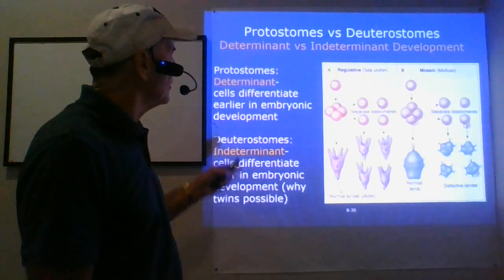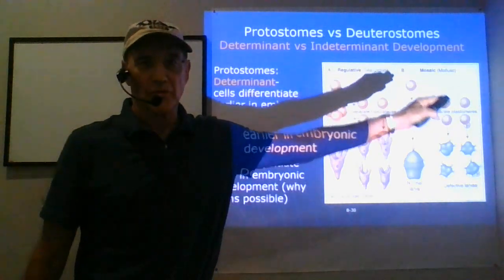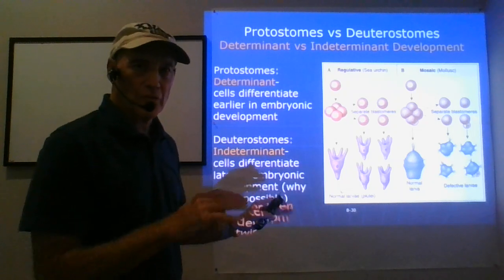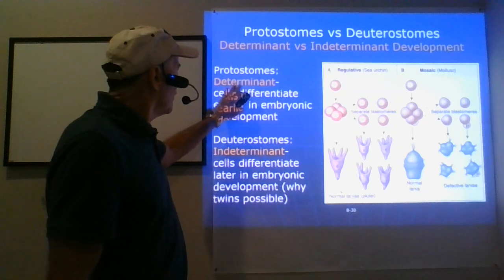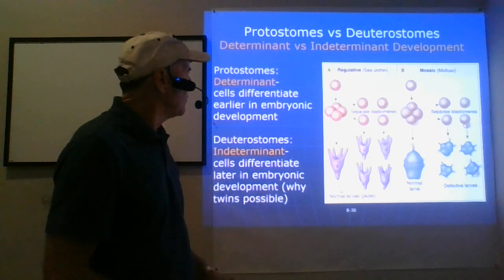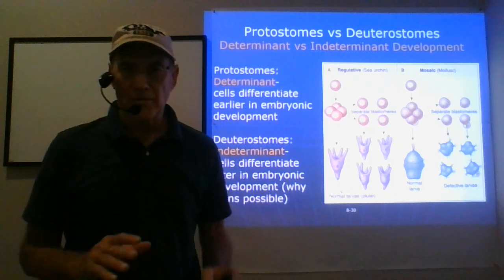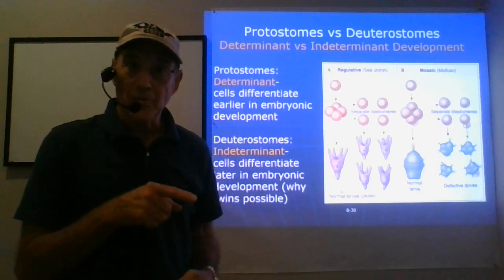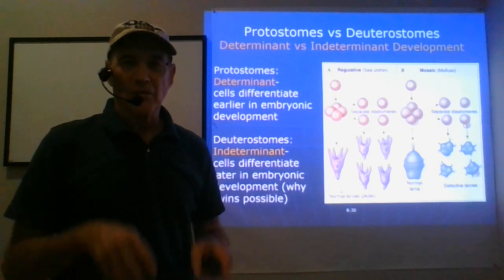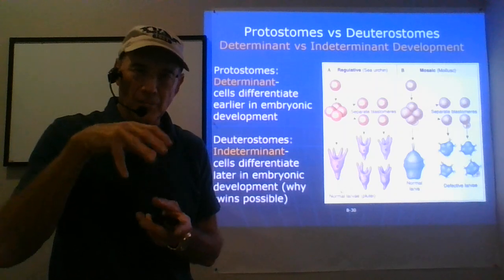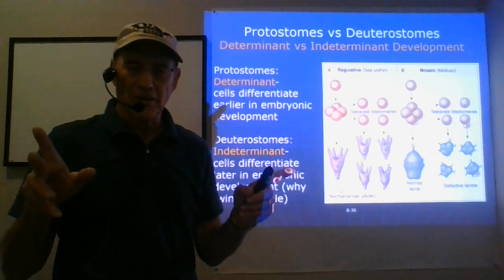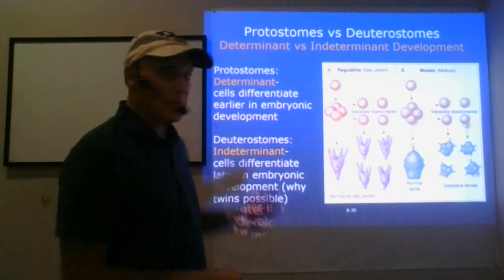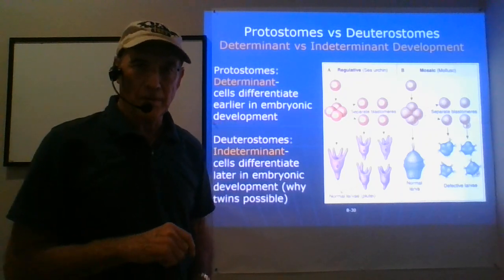So we're still going on with protostome versus deuterostome. And here's another one of those protostome deuterostome features. In protostomes, their embryonic tissues are said to be determinate. They're determined early. So the cells differentiate and become certain specialized cells early on in the embryonic development. Determinate. They've already determined what they're going to be.